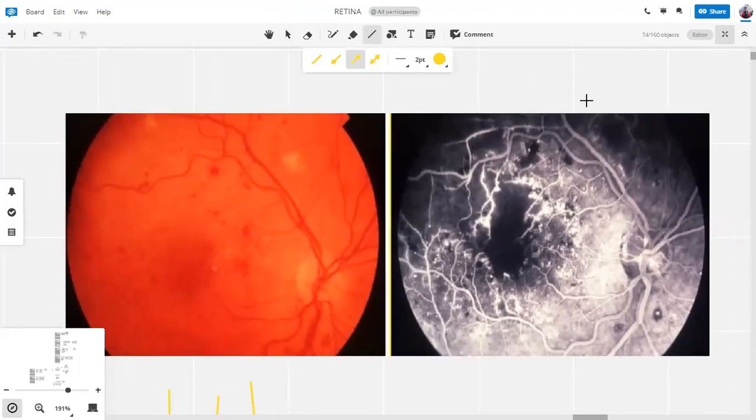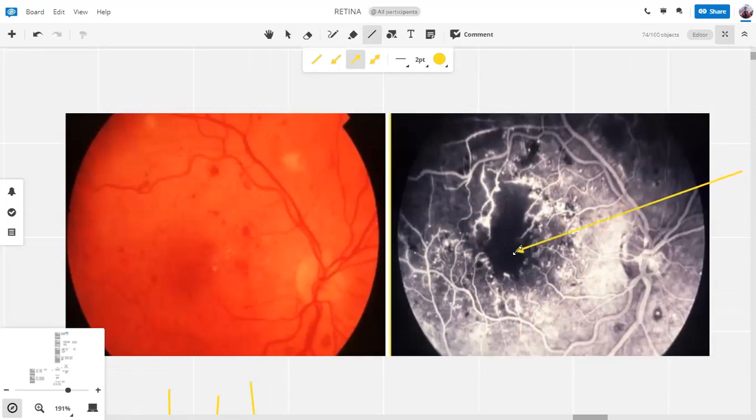Again, hyperfluorescence, but not on the macula. So yes, there is hyperfluorescence, some over here, some over here. You can also see these tiny dots, these microaneurysms, which are classical in diabetic retinopathy. But yes, we can say that the macular area is more or less spared.